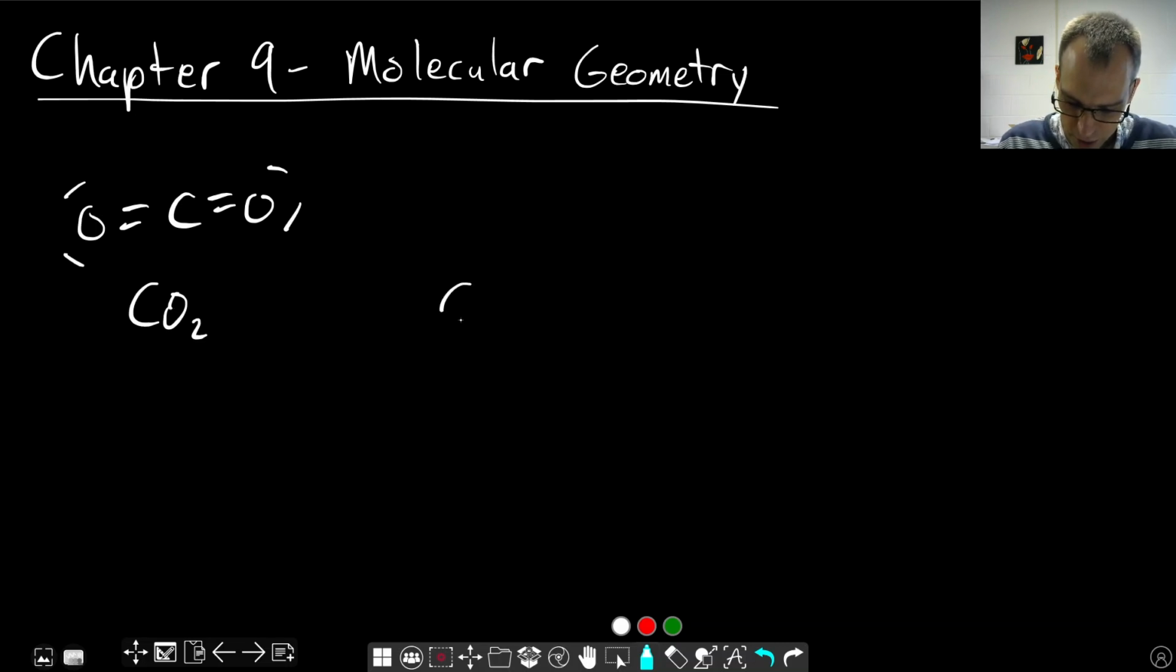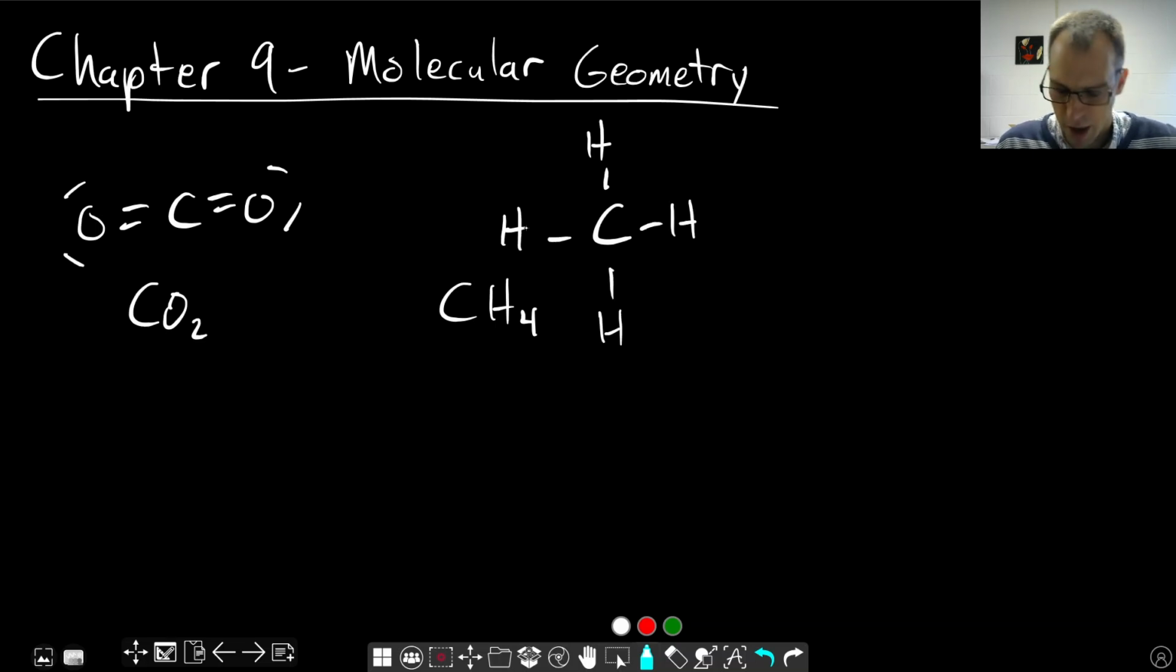We could also look at something like methane, CH4. And if we draw the Lewis structure here, we end up with something like this, where we have a carbon in the middle and 4 hydrogen atoms surrounding it. Now, these Lewis structures are great for telling us how atoms come together to form molecules, how many electrons are being shared between the different atoms in the structure, but they don't tell us anything about how these molecules are actually shaped.